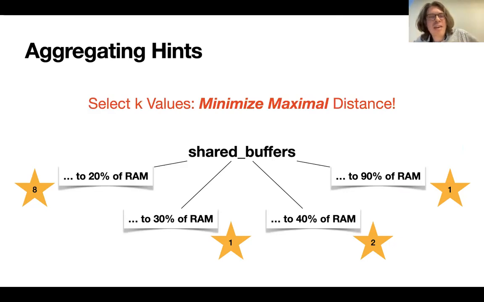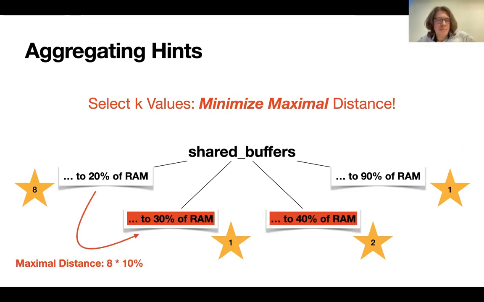And in the case over here, we want to essentially select a subset of recommended values that minimize the maximum distance between any recommended value and the closest value that we have actually tried out. So for instance, here, if we select the two values in the middle in order to try them out in a trial run, then there's the leftmost recommendation recommending 20% with a weight of 8. So that hint is considered important. And this one is not very well covered because we have a distance of 10% and we have a weight of 8. So that makes a weighted distance of 80%.